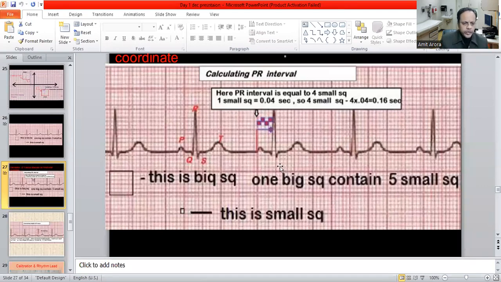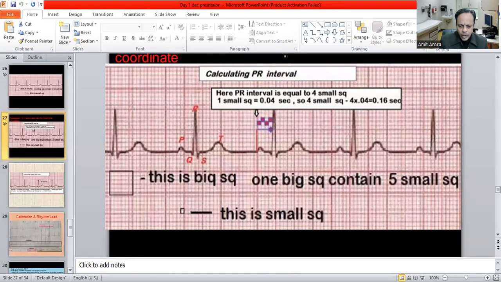Similarly, you can calculate the QT interval from here to here. I will tell you about the QT interval during the teaching session, because the QT interval varies with the heart rate. So we have to calculate QTc by using the Bazett formula, which I will teach you later on. But right now, just remember this. It's very easy. I don't think there is any doubt about this. If somebody has a doubt, they can ask.